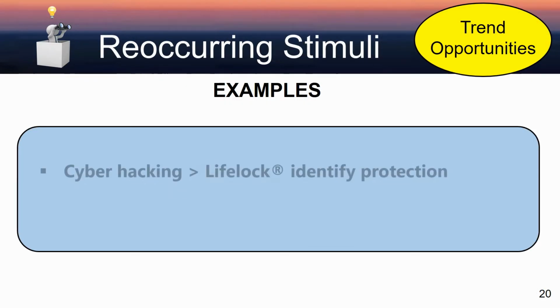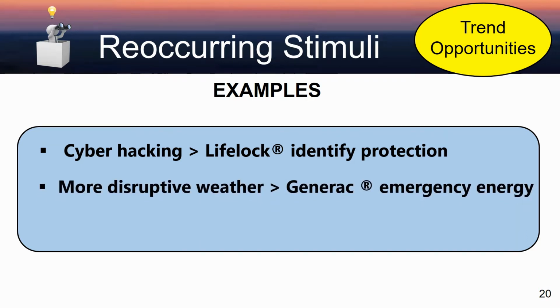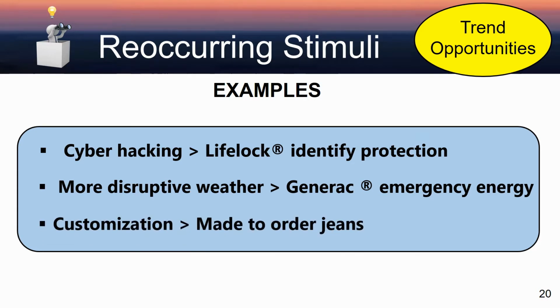Let's look at some examples. Cyber hacking is a trend, unfortunately, but it has created the opportunity for LifeLock identity protection. More disruptive weather has created the opportunity for Generac emergency energy supplies. And the trend in customization has given rise to such items as made-to-order jeans.